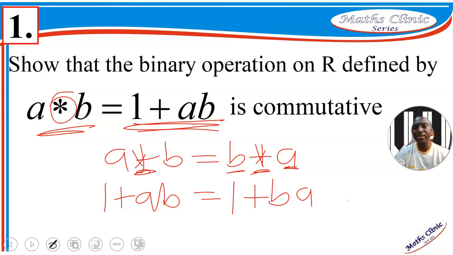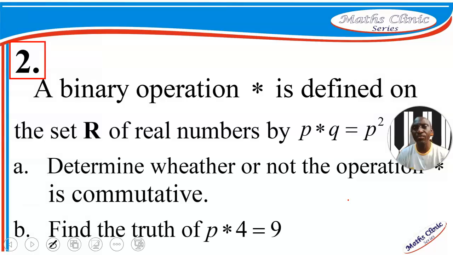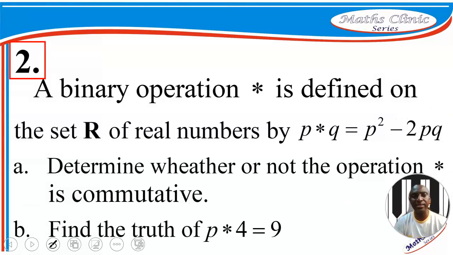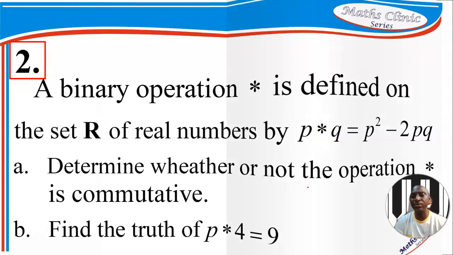Good. Let's take another example and see. Let's have a question like this again. A binary operation star is defined on the set R of real numbers by this statement. One, determine whether or not the operation star is commutative. And then two, find the truth set of P star 4 equals 9. Now, our aim is to see whether this particular star this time around will be commutative or not. So let's see how we'll handle this question.